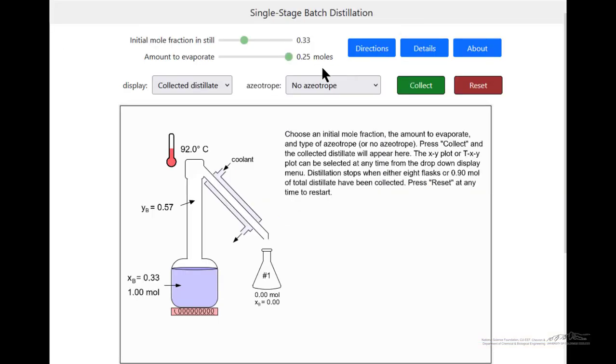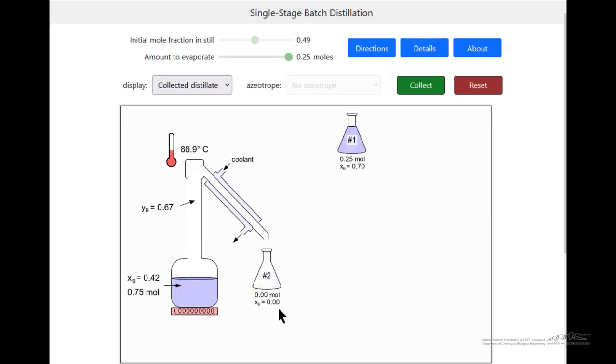So here's the simulation. You notice we're given some directions. Let's set the mole fraction of 0.49 in the still, and let's evaporate 0.25 moles with each flask collection. So starting with no azeotrope, if I click collect, then we see that the flask fills up. The mole fraction is 0.72, and it's decreasing as we evaporate more, but we start out with a mole fraction of 0.49 of the more volatile component, and we have a mole fraction in this distillate of 0.7, and of course we decrease the mole fraction in the still.